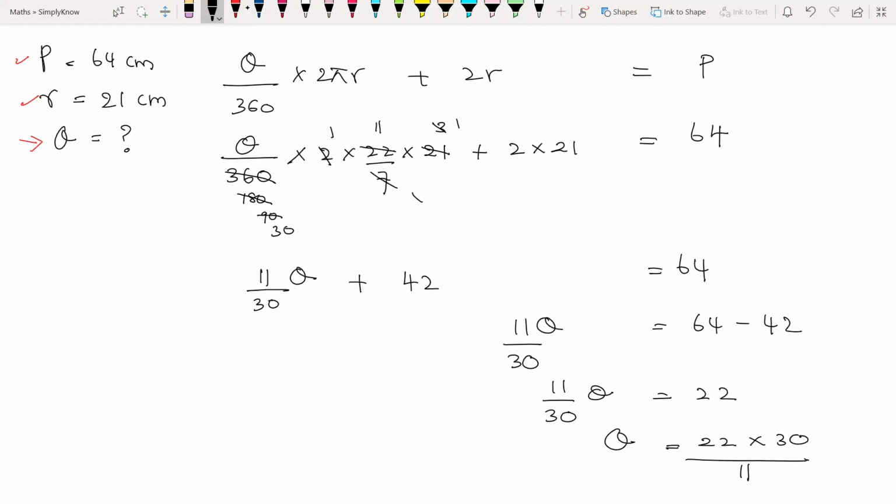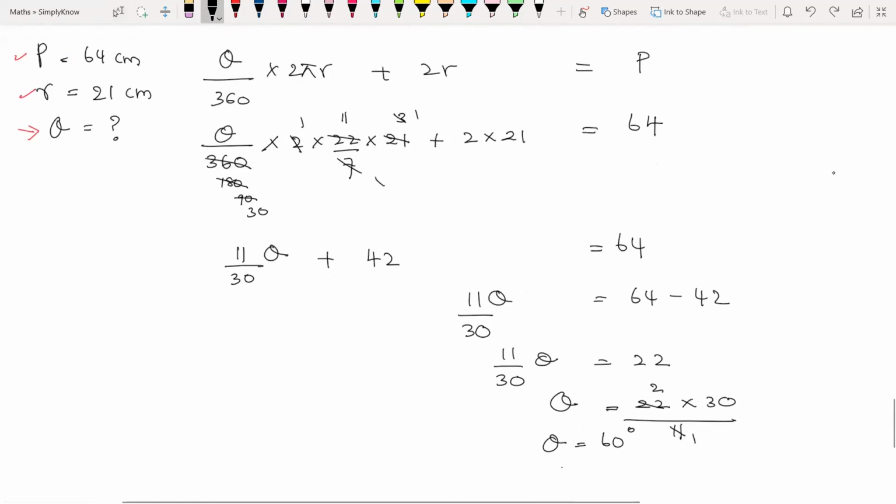So we can nicely simplify 22 and 11. 11 times 2 is 22. So our theta is 2 times 30, 60. So our theta value is 60 degrees. So here the angle at the center is 60 degrees.